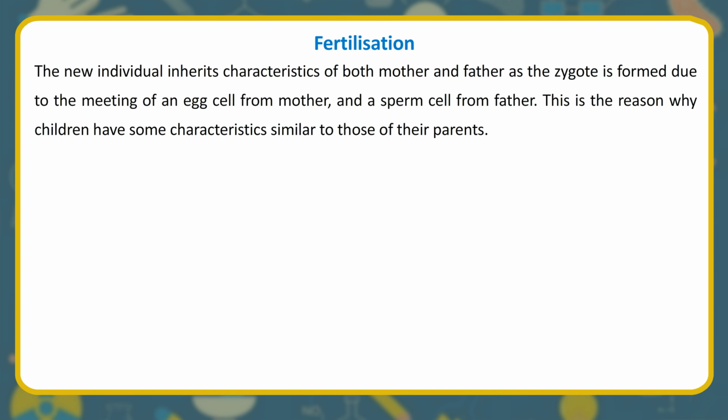The new individual inherits characteristics of both mother and father, as the zygote is formed due to the meeting of an egg cell from mother and a sperm cell from father. This is the reason why children have some characteristics similar to those of their parents.